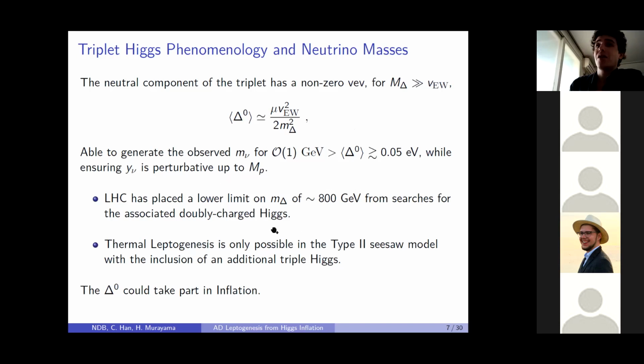An interesting component of the type 2 Seesaw mechanism, as with many of the Seesaw mechanisms, is that they try to tie in leptogenesis as well. Unfortunately, the type 2 Seesaw model on its own can't successfully lead to leptogenesis, and in order to do so, you're required to introduce an additional triplet Higgs. So what we want to consider here is requiring only the single triplet Higgs. And then, tying into the third issue, we've gone through leptogenesis, neutrino masses, and inflation. We want this delta naught to also play a role during inflation.